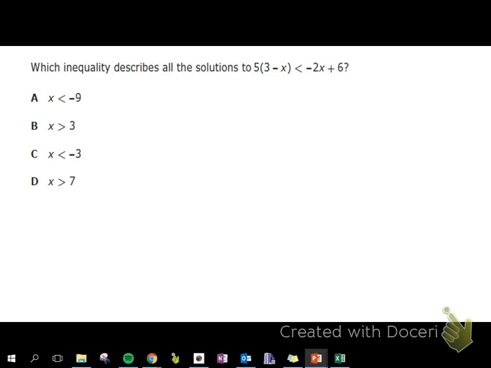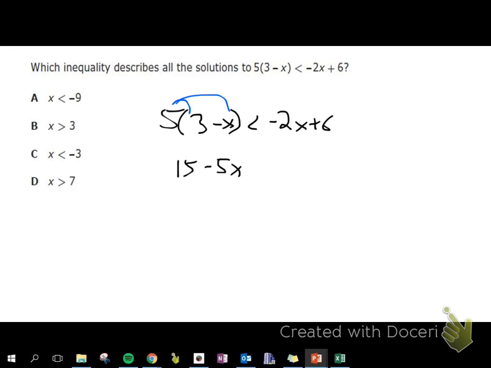Okay, last problem. This one's an inequality, okay? So here we go. 5 times (3 minus x) is less than negative 2x plus 6. I'm going to start by distributing. I have 15 minus 5x is less than negative 2x plus 6. And then this works the same way as the equations. I'm going to choose to get all my variables onto one side. I'm going to choose to get all my constants onto the other.